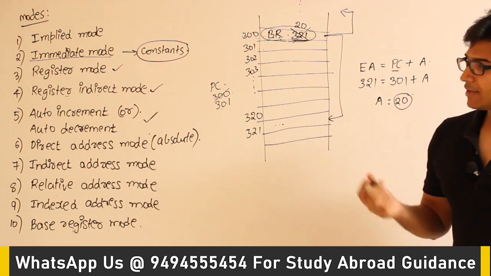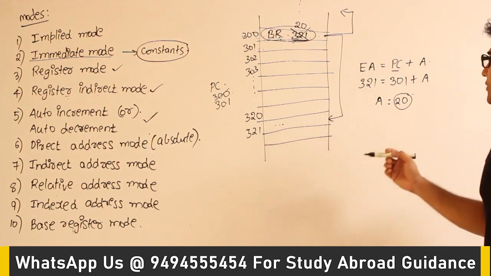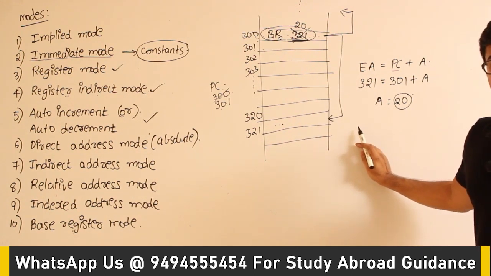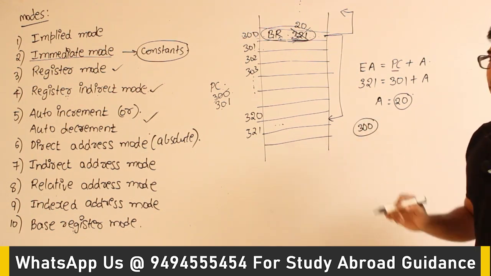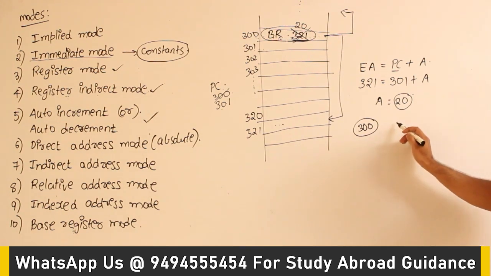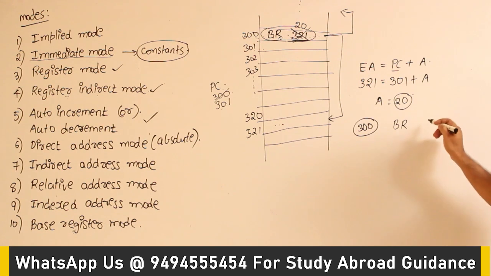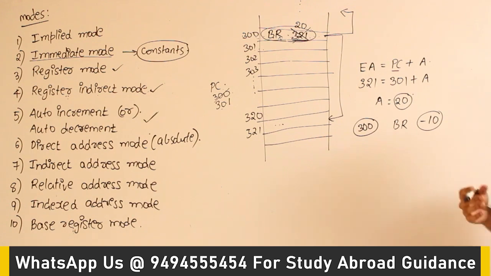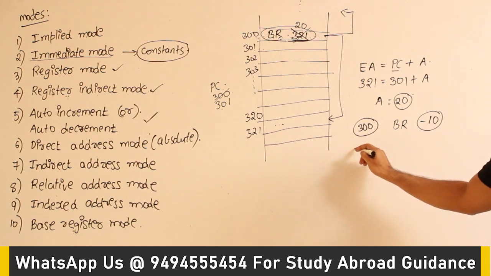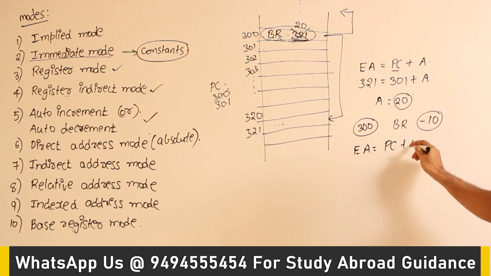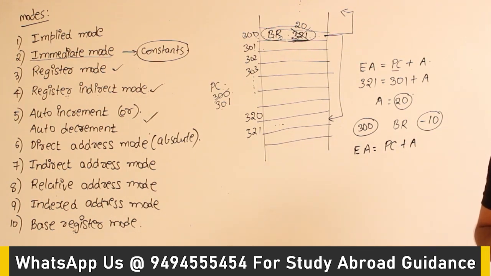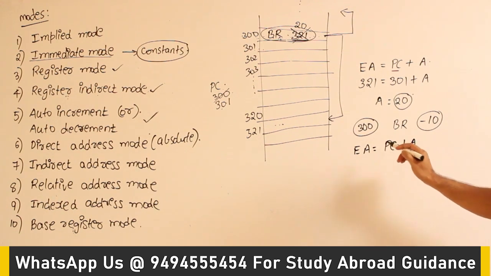Let us say we are using this relative mode. In this relative mode, if we are executing an instruction which is at address, let's say, 300 itself, and it is a branch minus 10, then where do you think you will land up, or what do you think will be the effective address? We know in relative mode, the effective address is equal to the program counter plus the address given in the branch instruction. Now what about the program counter?